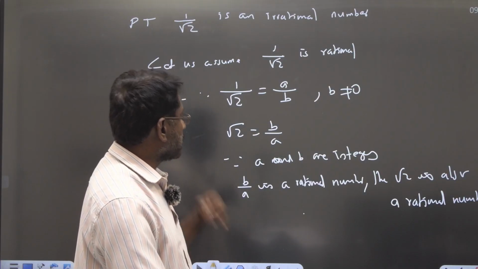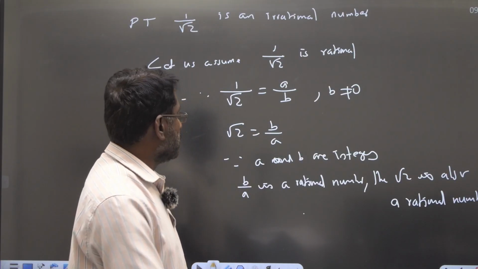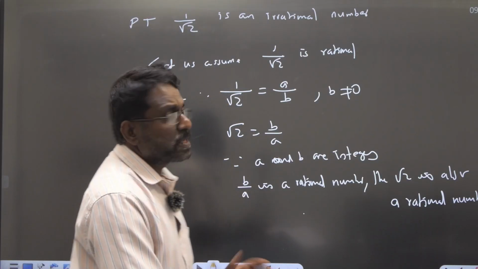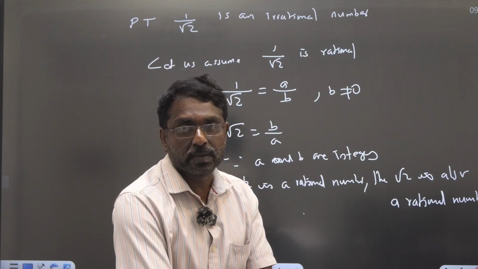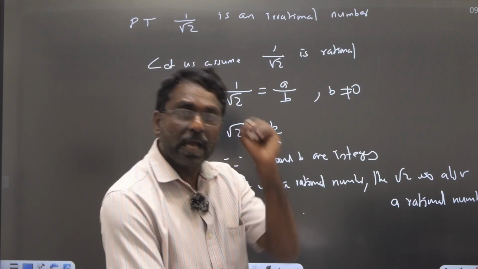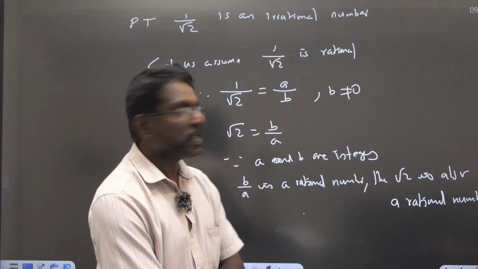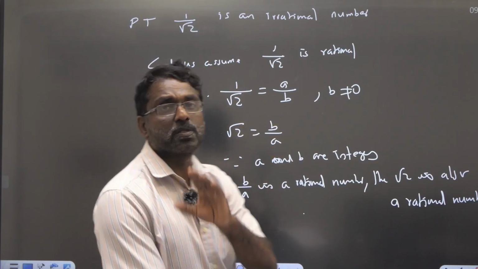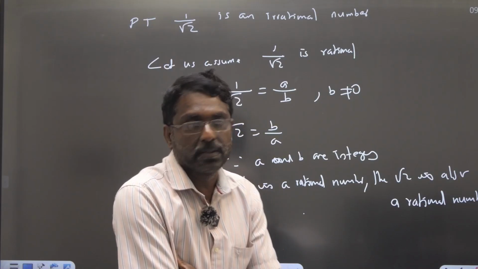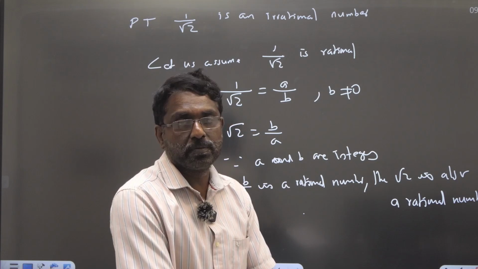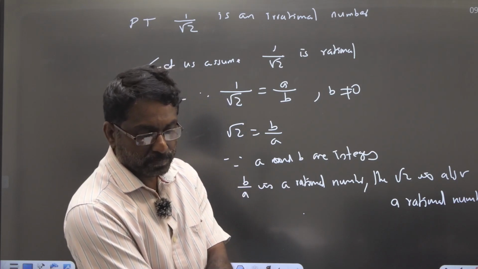So how can we conclude it? Since root 2 is an irrational number, its reciprocal is also an irrational number. The reciprocal of an irrational number is irrational. Since root 2 is an irrational number, 1 by root 2 is also an irrational number. This is the proof.